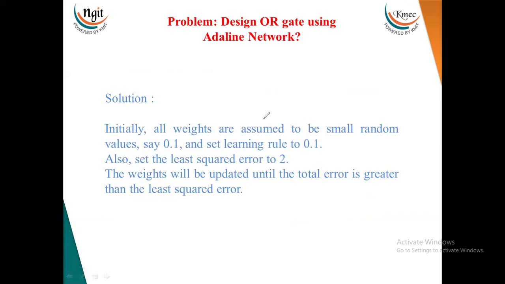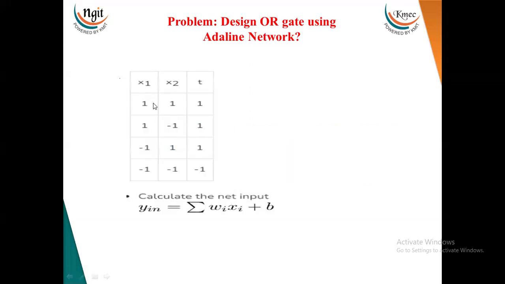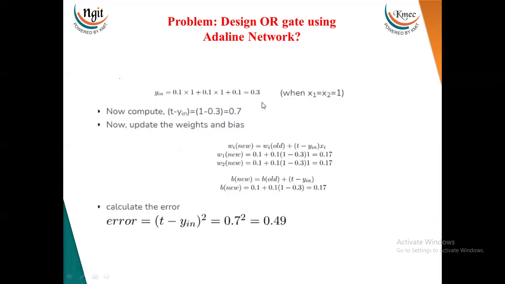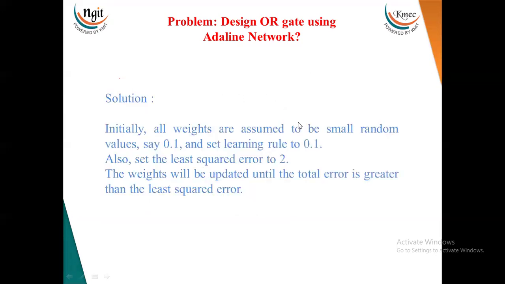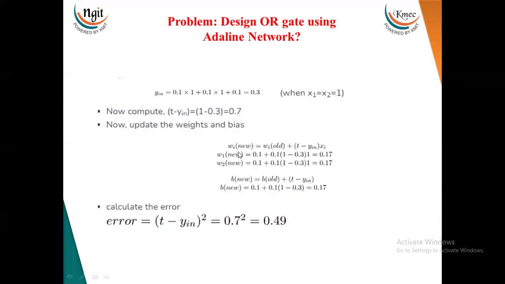I hope it is clear. So after calculating, I'll get 0.3. So t minus y_in. The y_in was 0.3, and t is 1. So t minus 0.3 is 0.7.